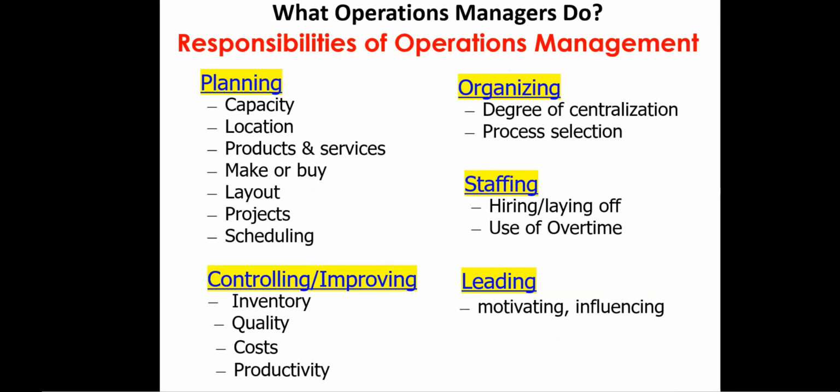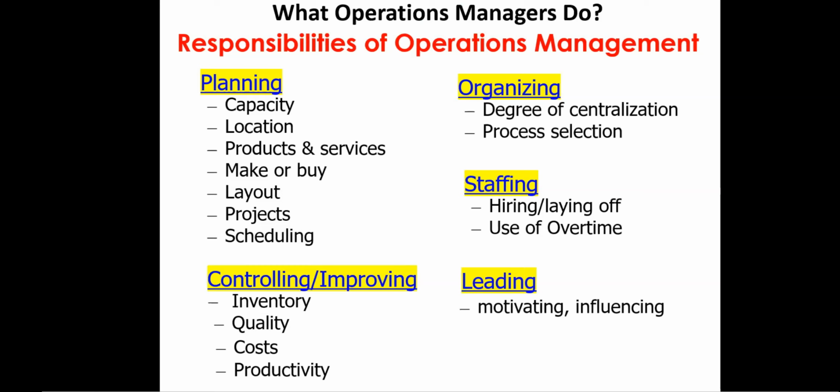Okay, what does an operation manager actually do? These are the responsibilities of the operation manager. They do planning. What do they need to plan? Plan on the capacity, plan on the location, plan on the inventory, whether to make or buy things. Do the scheduling and so on, and also they will organize everything, process, organize the machine and so on, and also control.